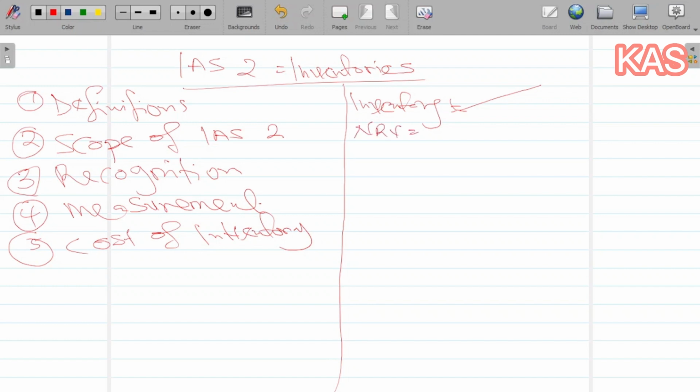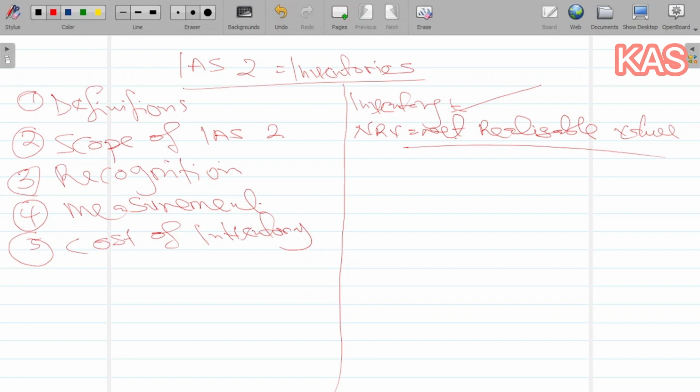Then we have NRV. What is the meaning of this NRV? This NRV means net realizable value. So what does this NRV mean? This is the estimated selling price in the ordinary course of business less the estimated cost necessary to make the sales. It can also be called fair value less cost to sell.